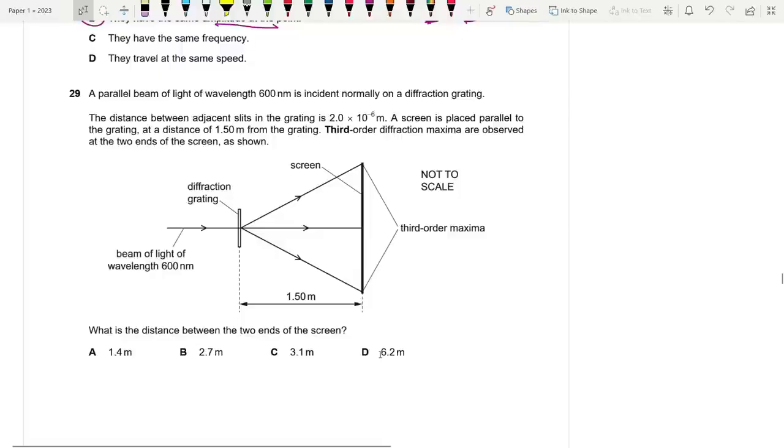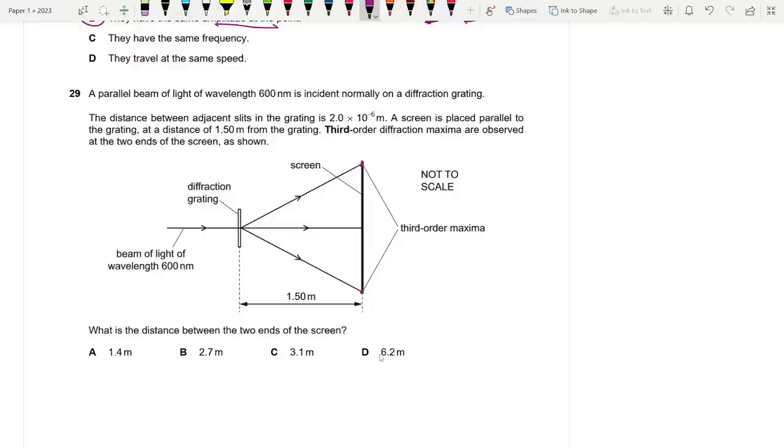A parallel beam of light of wavelength 600 nanometers is incident normally on a diffraction grating. The distance between adjacent slits in the grating is 2 into 10 power minus 6. A screen is placed parallel to the grating at a distance of 1.50 meters from the grating, and third order diffraction maxima are observed at the two ends of the screen as shown. What is the distance between the two ends of the screen?